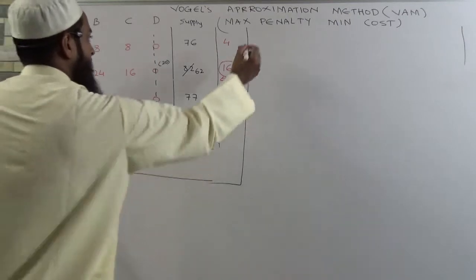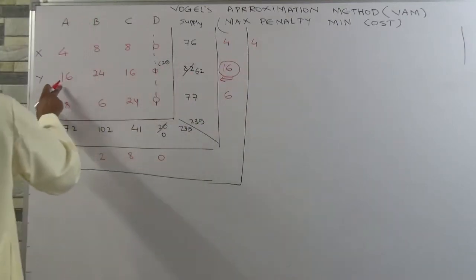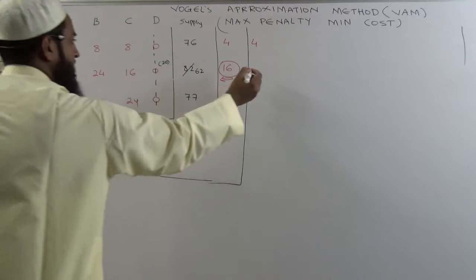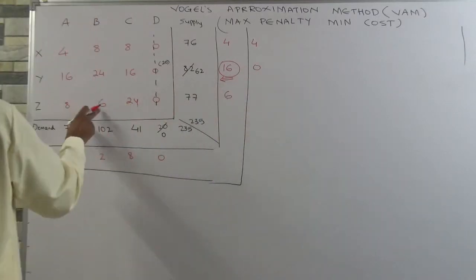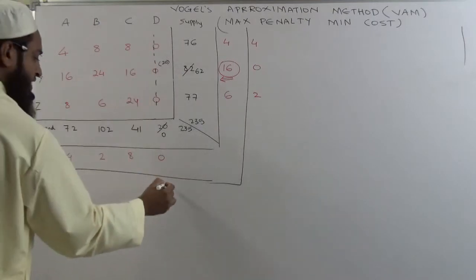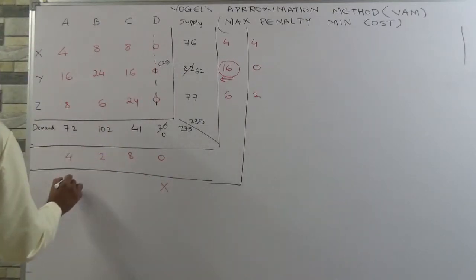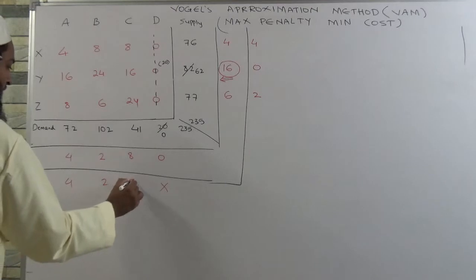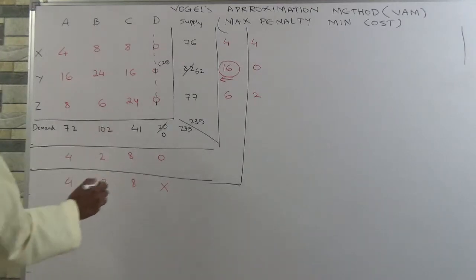Penalty is 4. Smallest number is 16. Next smallest number is 16. Penalty is 0. Smallest number is 6 and 8. Penalty is 2. And this has been cancelled out. So we'll cancel out, and the remaining ones remain as they are. 4, 2, 8. Now which is the maximum penalty over here?